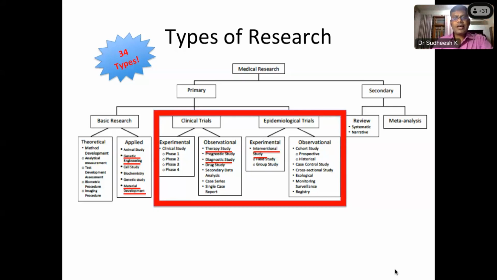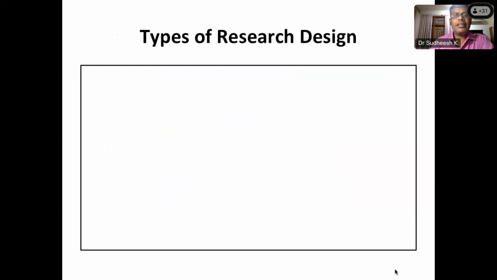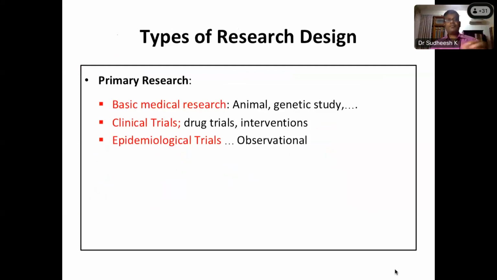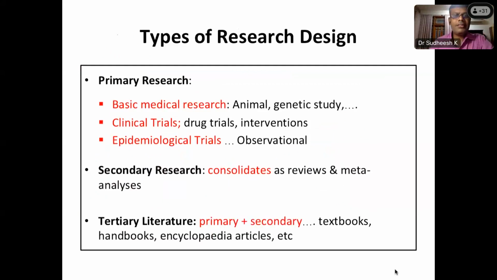So for us as clinicians, as I showed in the bracket, these are the things which are important. Now coming to the basic types of animal research, we already discussed these things. The primary research, again, as I told, drug trials, interventions, everything comes under clinical trials.